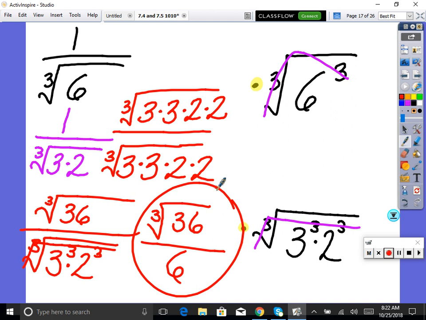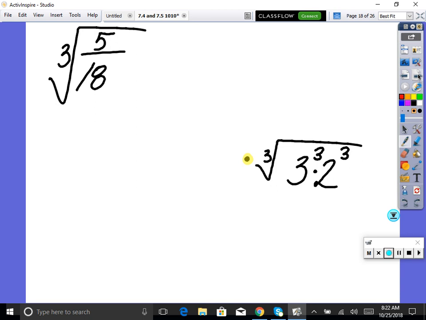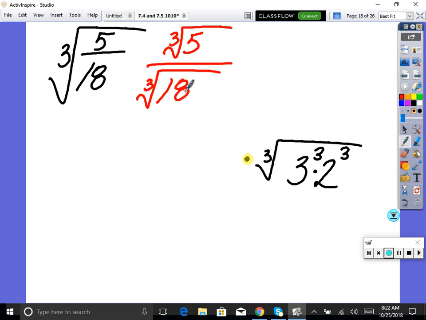So let me show you one that would have been a little different. This next example here. Right now we have the cube root of 5 over 18. That doesn't simplify, so we split out the top from the bottom: the cube root of 5 over the cube root of 18. So let me explain why I do it the way I just taught you. If you went through and did it this way, you could still get the correct answer. It's just going to be harder to get there.